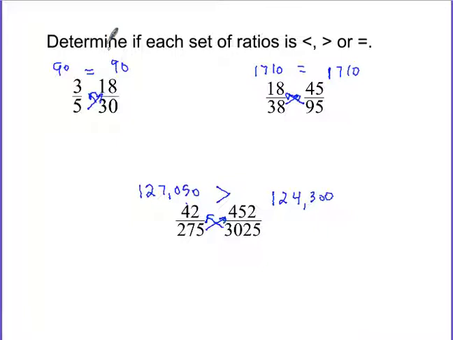All right. There's another way, by the way, that we can show that our answer is correct. If you just take this, 42 divided by 275, give me the first three digits of the decimal.